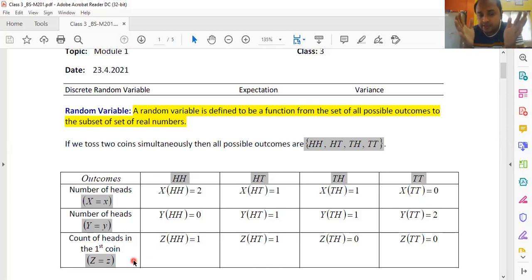So in this case, we have defined three different random variables. One is denoted by capital X, one by capital Y, and another by capital Z. Remember, a random variable is a function defined on the set of all possible outcomes, or the sample space, which gives an image in a subset of the set of real numbers.